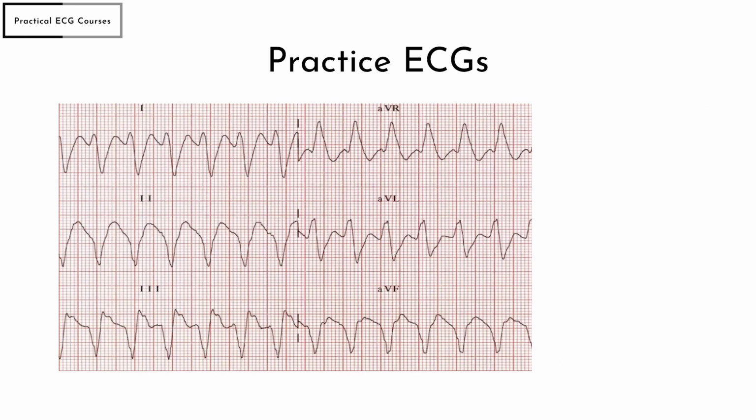And the last practice ECG for today. Lead 1 is predominantly negative and AVF is also predominantly negative. So both are negative, makes it extreme axis deviation.